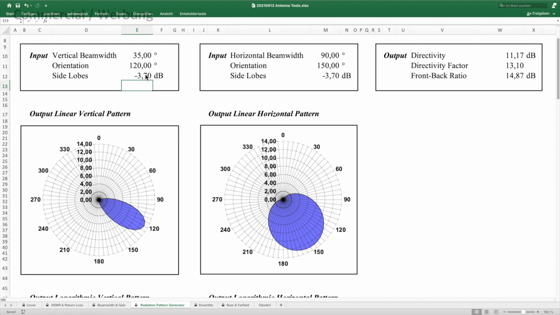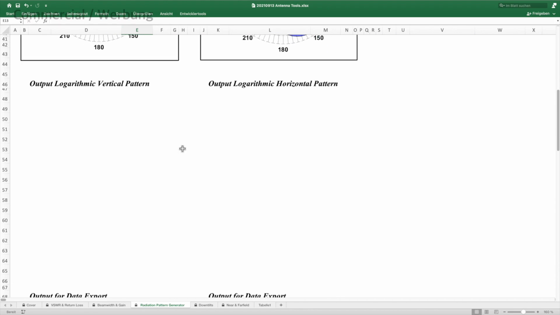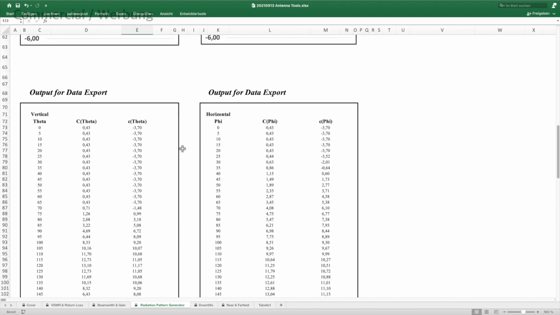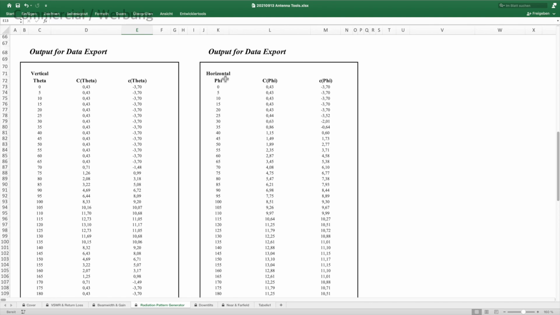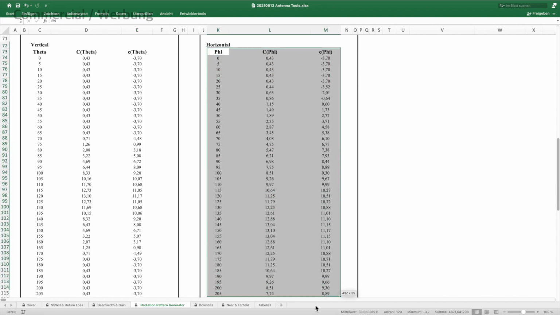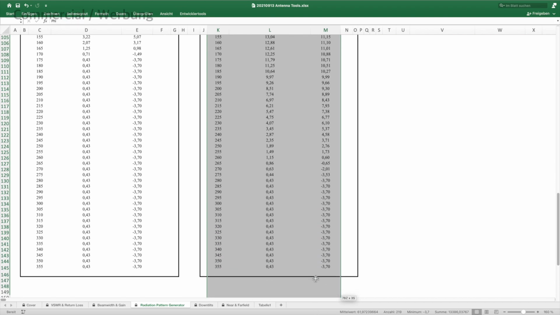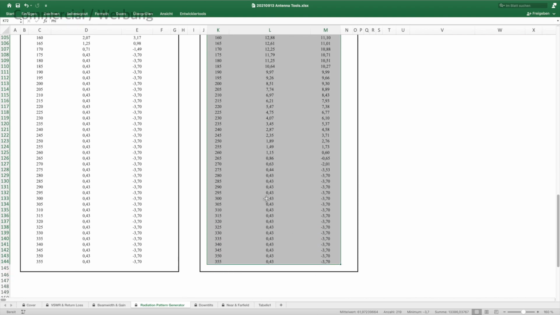Sometimes I'm using the given plot functions for presentations, because it is so easy to create any antenna diagram from it. In case we need the diagrams in numbers, we can also make our life easy here. We go to the bottom section where we find the diagrams in numbers. With a simple copy and paste, we can export the values.